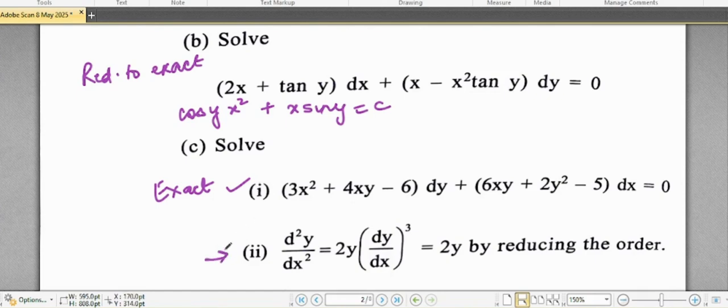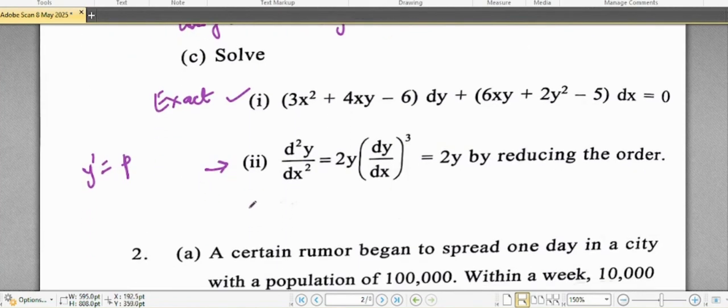And the second one, it's reducing the order. So you can see that here the independent variable x is missing. It's that type. So you can just put y dash as p and write y double dash as p dp by dy and so on. So that standard procedure is going to help you in getting the final answer to this question as this. So you can verify the details on your own.